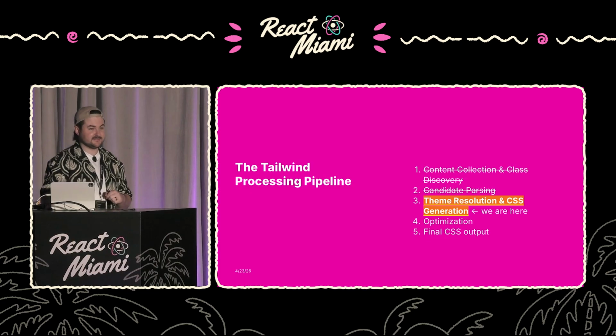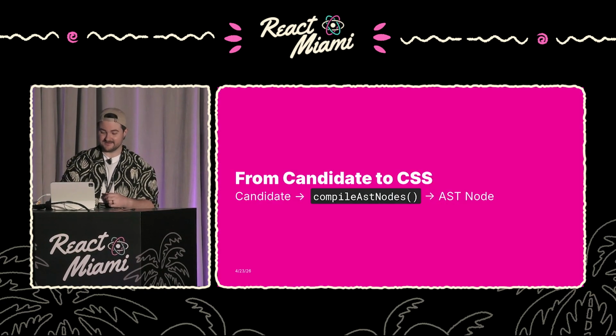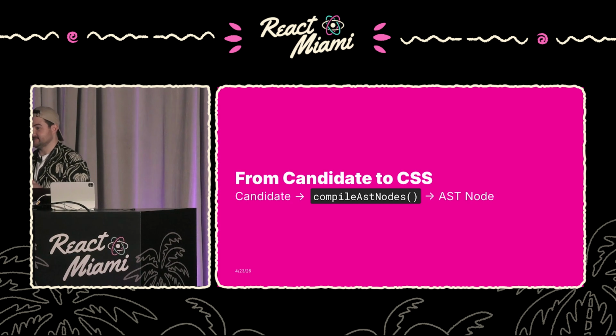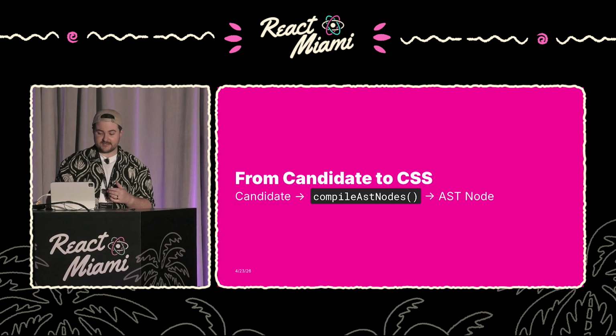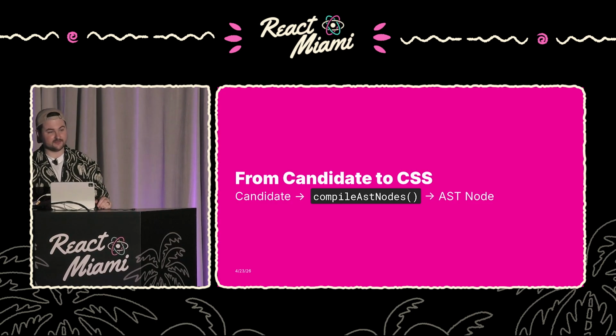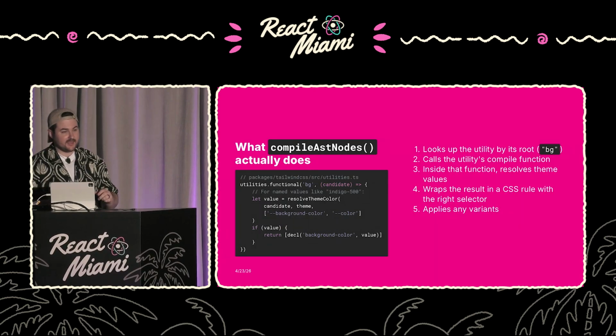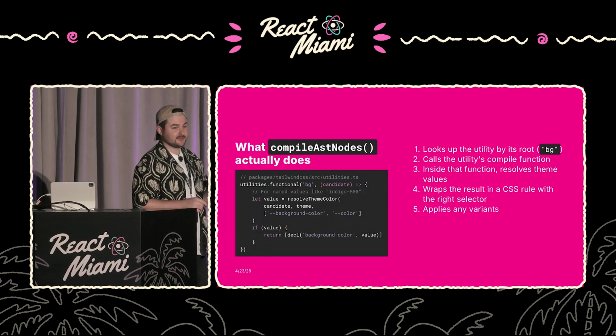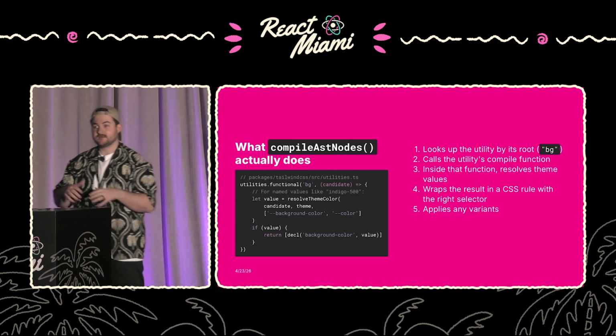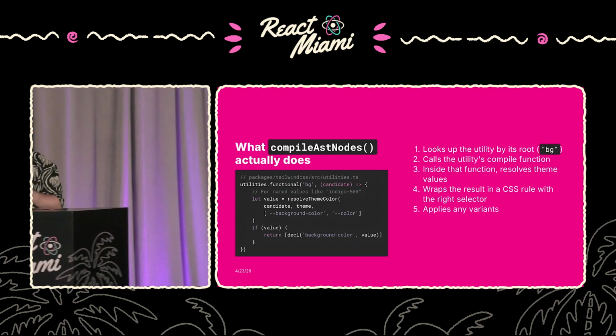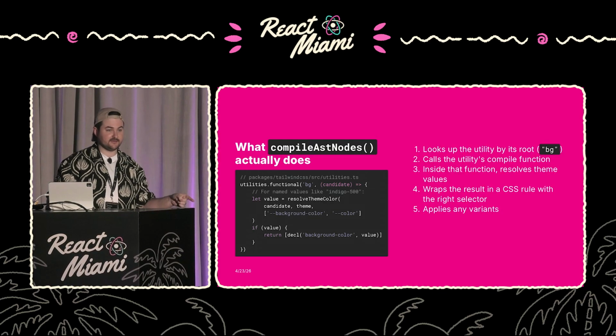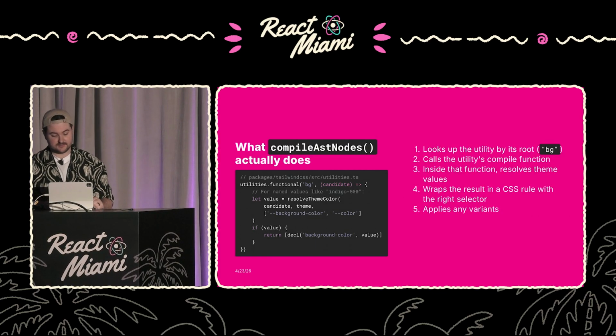The theme resolution and CSS generation step is my favorite. It's where things start to get really interesting, although maybe a little bit more complex, so try and stick with me here. I think the best way to explain this is to just trace the data all the way through each step and see how it transforms. So we take our candidate object from the previous stage and we send it into a function called compile AST nodes. Every utility in Tailwind has a compile function tied to it. So when compile AST nodes is called, it runs the base utility's compile function, which you can see here.